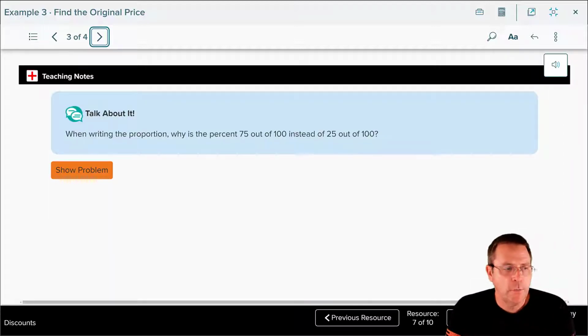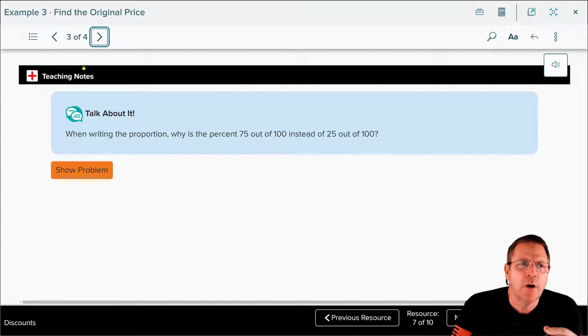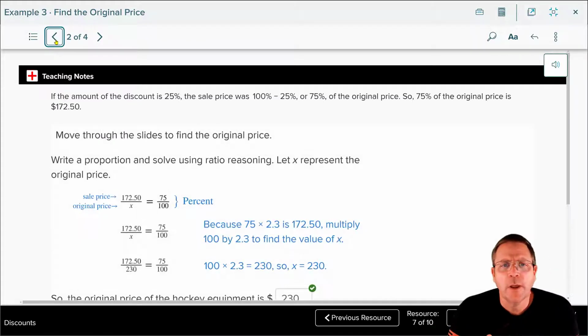We got a pretty good think about it question on this one. When writing the proportion, why did we use 75% instead of 100%? Well, if you went back and looked at the problem, 25% was the saving. It was a discount. But the amount of money paid was 75% of the original price. That's the reason we use 75%, because $172.50 was 75% of the original price.